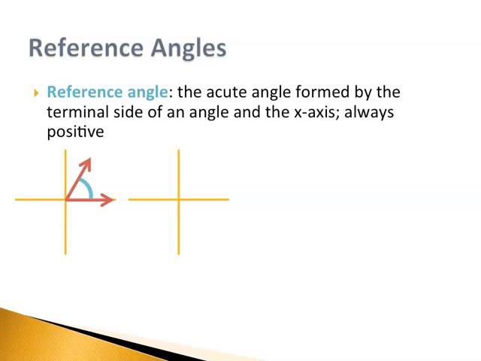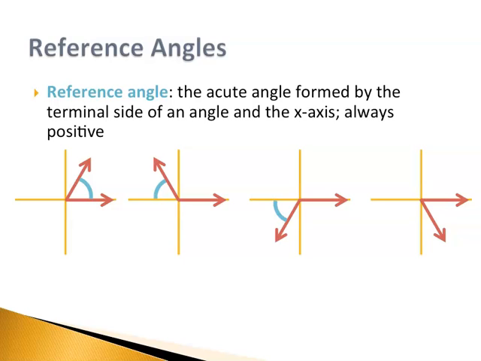For a terminal side in quadrant 2, we're rotating counterclockwise, but the reference angle is going to be the acute angle formed by the terminal side and the closest x-axis, which in this case would be the negative x-axis. So that would be the reference angle here. In quadrant 3, this is going to be the terminal side and the negative x-axis that forms the reference angle. And in quadrant 4, that would be the terminal side with the positive x-axis, giving us the reference angle.